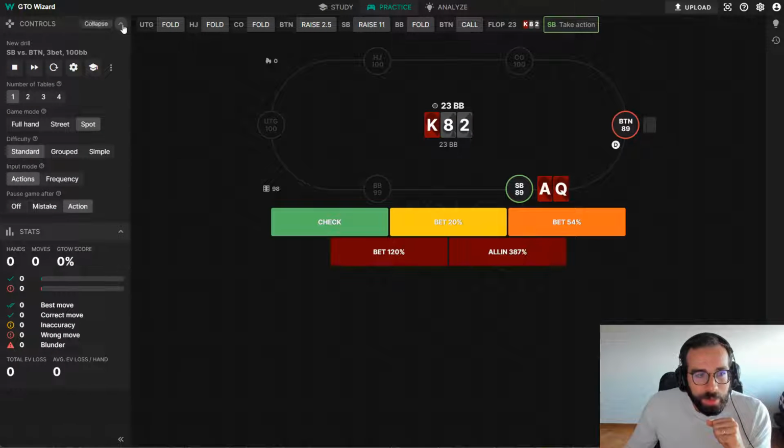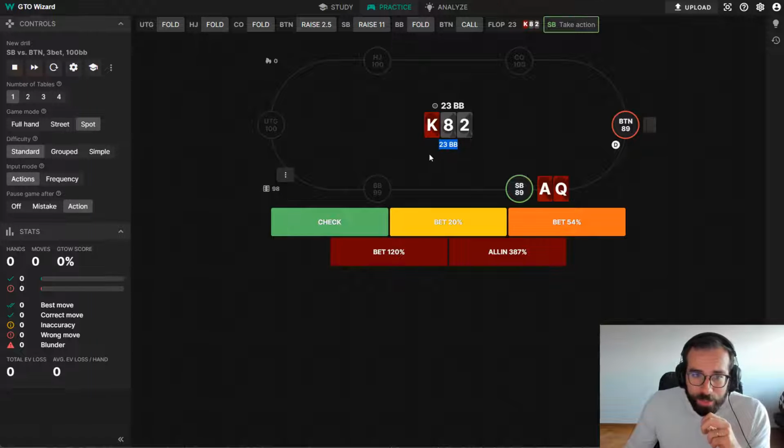So in the first spot we have ace queen and the board is king 8 deuce. Our options are check, bet 20%, so a small bet, bet 54%, pretty much a mid-size bet, then we have the overbet, and we have the all-in.